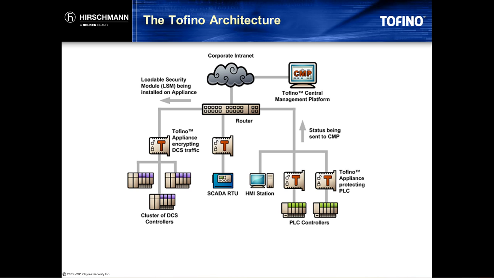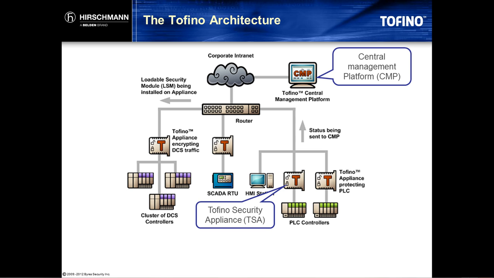So the Tofino solution is made up of three key components. The first component is the actual hardware device, which we call the Tofino Security Appliance. The second component is the configuration tool, which is called Central Management Platform. This is a software program that runs on a Windows PC somewhere in your plant network, and it allows you to configure, test, and manage all of your Tofino appliances from one place.